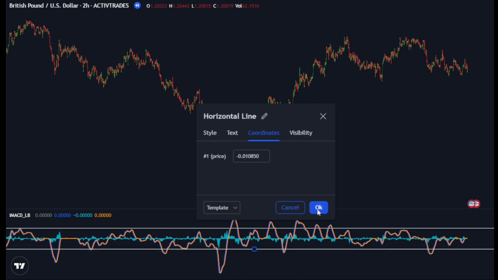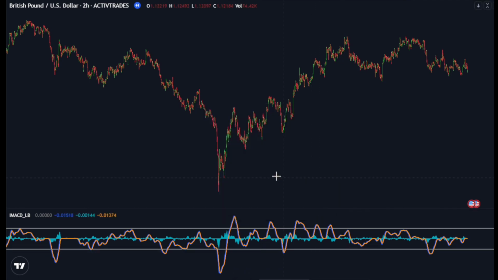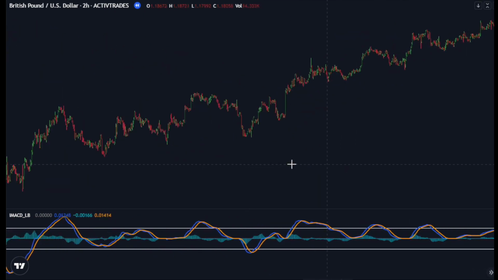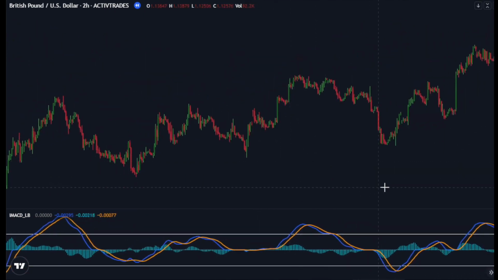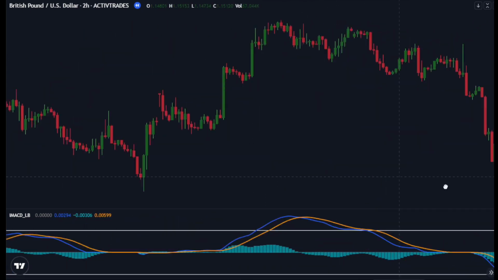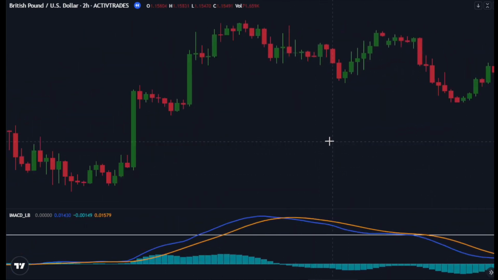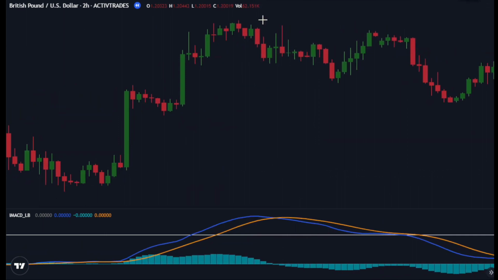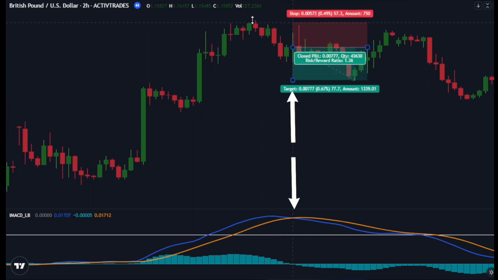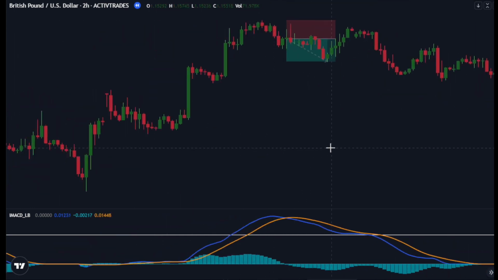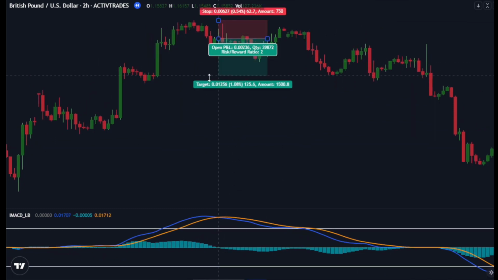So what is this strategy? Now we are in British pound with US dollar in the 2 hour time frame. We will basically take a short trade when there is a bearish crossover on the MACD above the overbought zone, which we placed a few seconds ago. We will then take the trade on the candle that the crossover occurs and set our stop loss at the nearest swing high. And the take profit will be a risk-reward ratio of 1 to 3.